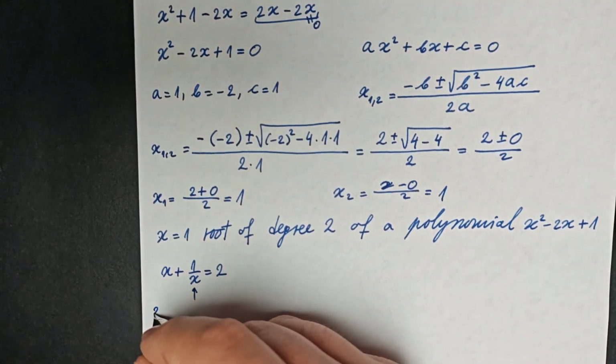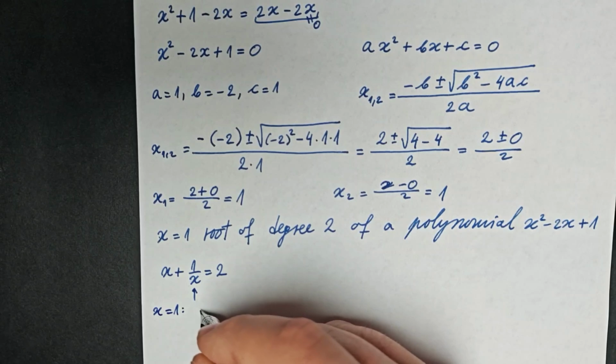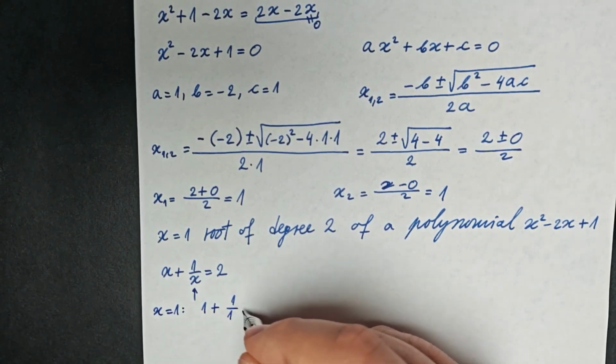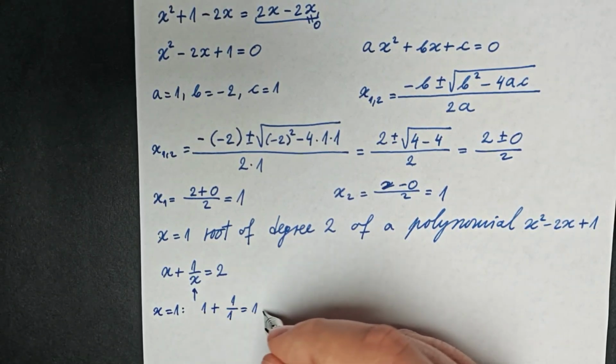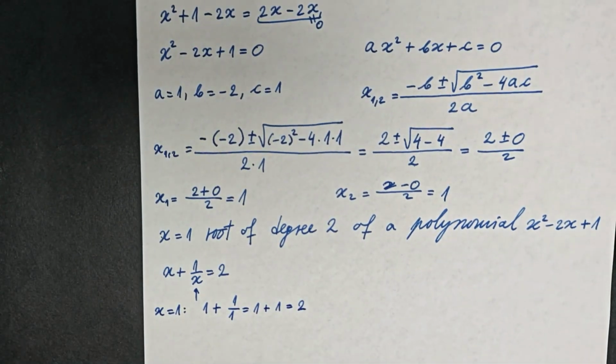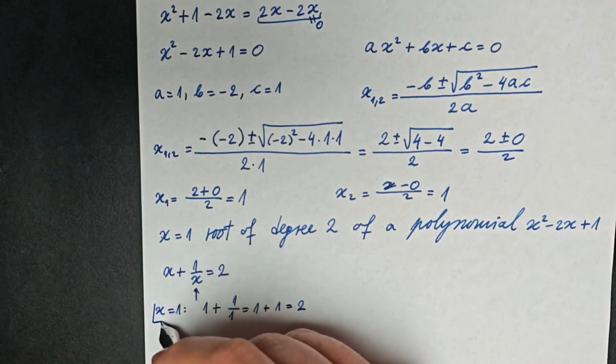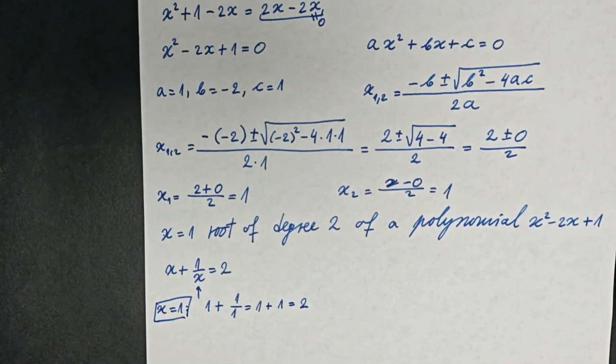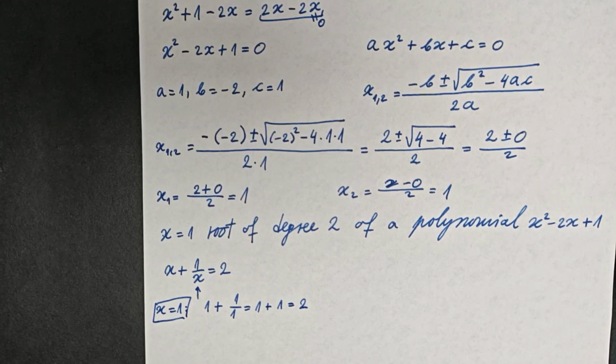equation. For x is equal to 1, we get that 1 plus 1 over 1 is equal to 1 plus 1 over 1 is 1, which is equal to 2. So x equal to 1 satisfies the equation. Then and only then we can conclude that x equal to 1 is the solution of the beginning problem.